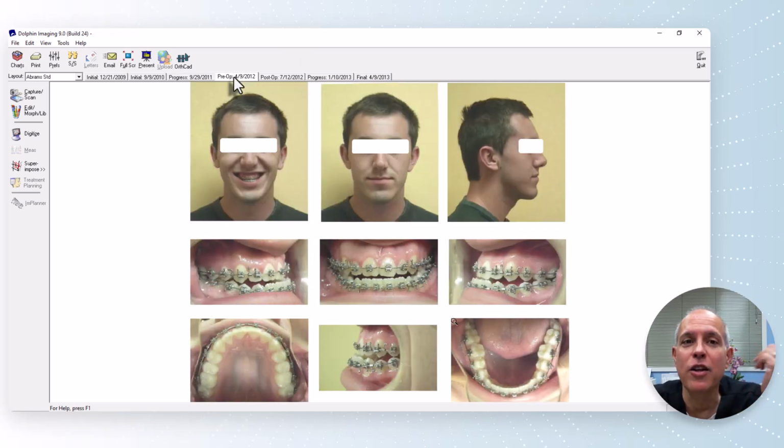Here I am. This is the pre-op at this point, getting ready to send them over. They're going to take out the wisdom teeth, etc., and then perform the surgery.